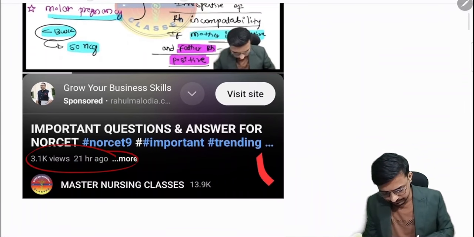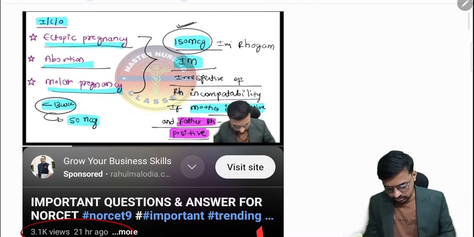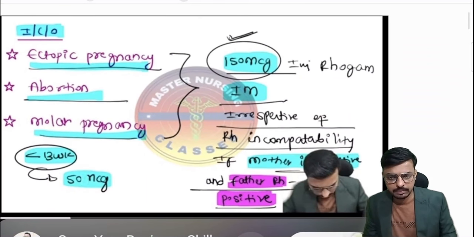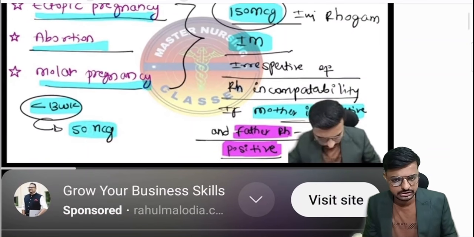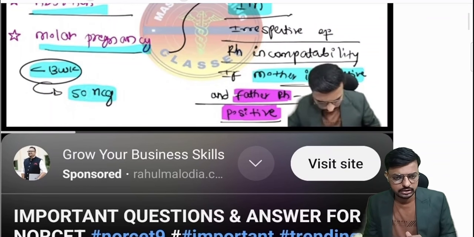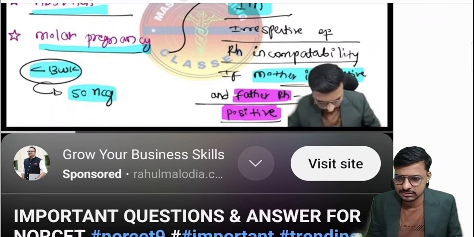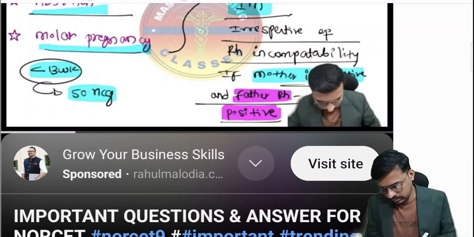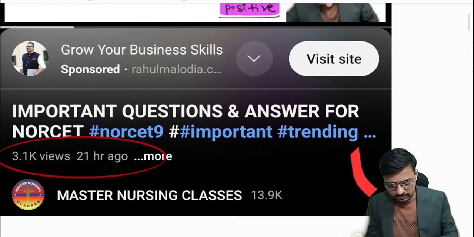You can see here. Ectopic pregnancy, abortion, molar pregnancy: 150 microgram Rhogam injection, I told, by intramuscular route, irrespective of the Rh incompatibility sensitivity to the mother. If the mother is negative and the father is positive, we will give that one. And according to the National Health Mission guidelines, before 13 weeks, in the early first trimester, I told 50 microgram was the correct answer. So all three situations have struck in your exam.